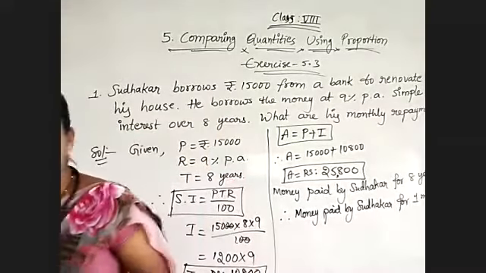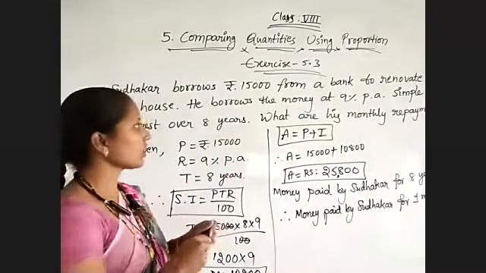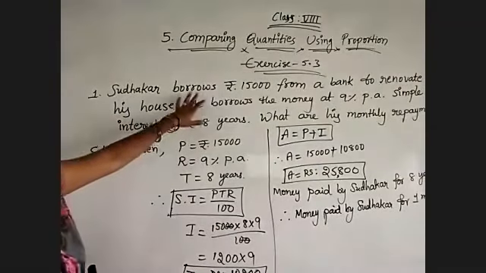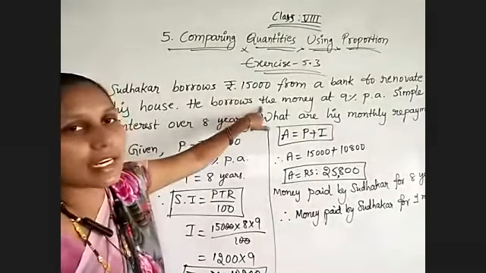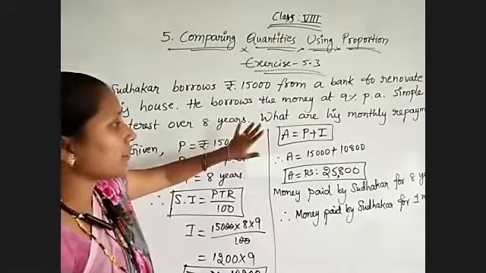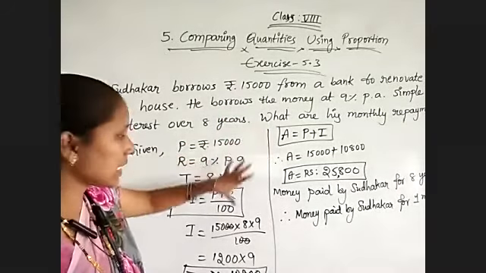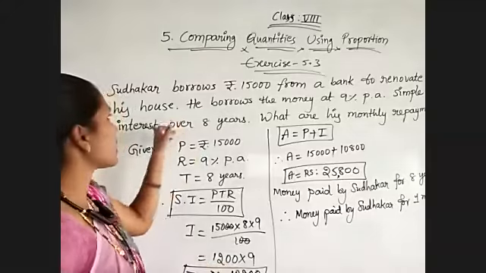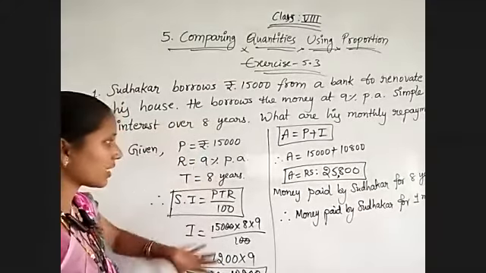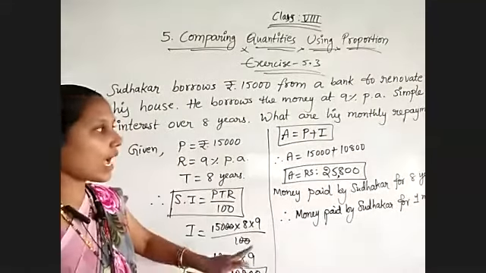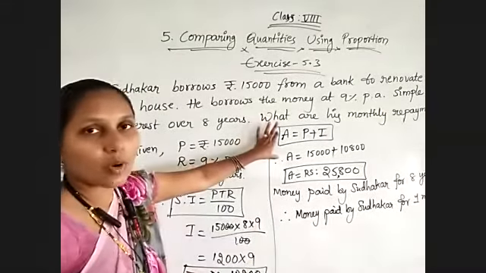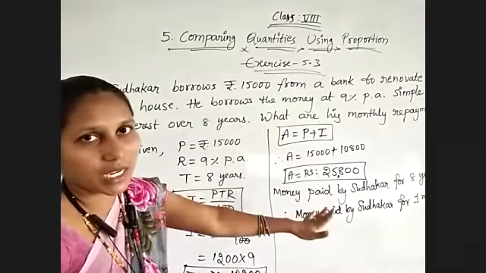So once again observe the question. He borrowed the amount of 15,000 rupees for 8 years at the rate of 9% per annum. We need to find out his interest first of all. Simple interest is given. So find out the simple interest for overall 8 years. After getting that, find out the amount for 8 years, how much he is paying to the bank.